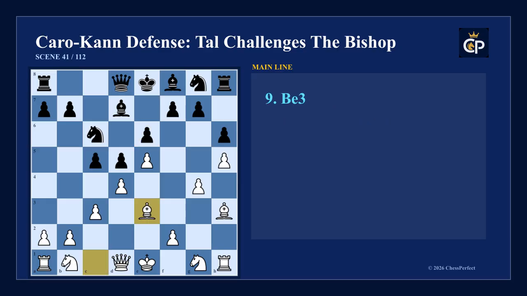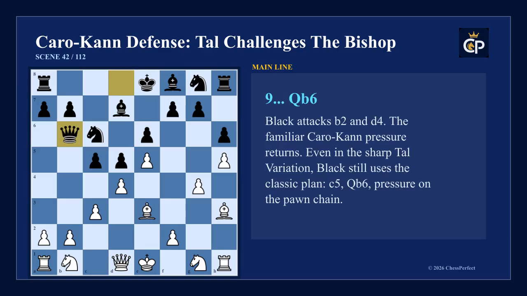Bishop e3. Black attacks b2 and d4. The familiar Caro-Kann pressure returns. Even in the sharp Tal variation, Black still uses the classic plan: c5, queen b6, pressure on the pawn chain.